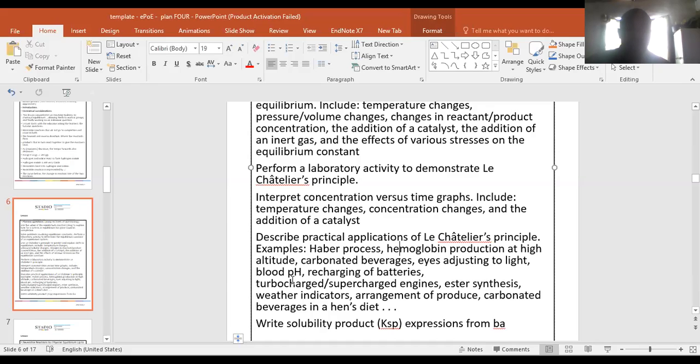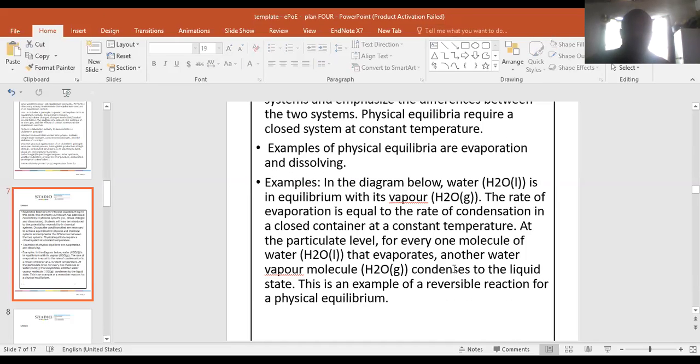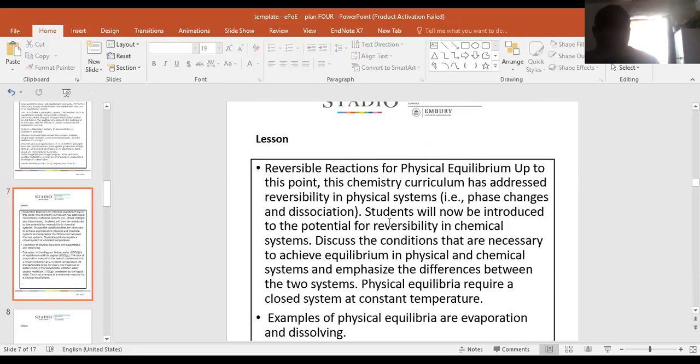We're going to write the solubility product expression, Ksp. That we'll do later on. We're going to do even the Kc. Let's check this: a reversible reaction for physical equilibrium.